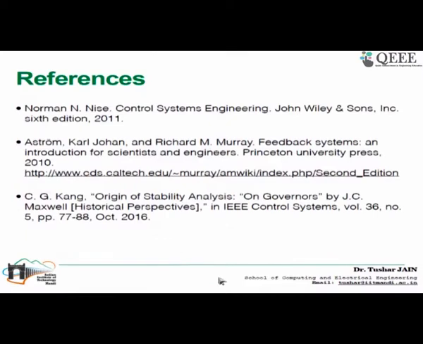The references for all these 6 lectures, which you could also refer to after the lectures: the first one is Norman Nise's book, Control System Engineering. The second is an online book by Karl Astrom and Richard Murray. This book is freely available on their website, and you can download it freely. The third one is an article in a recent Control Systems Magazine on the origin of stability analysis, governors. The last 2 references you could easily download, and I suppose the first one would be available in your library. So you could refer to all these 3 references if you want to study later, after the lecture.